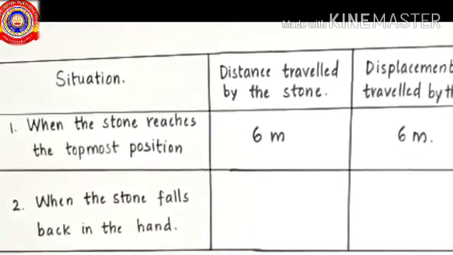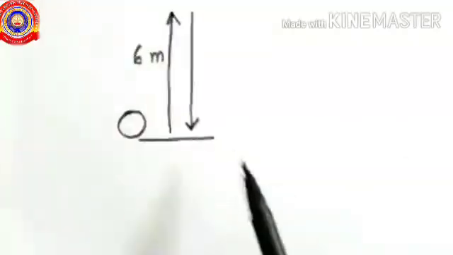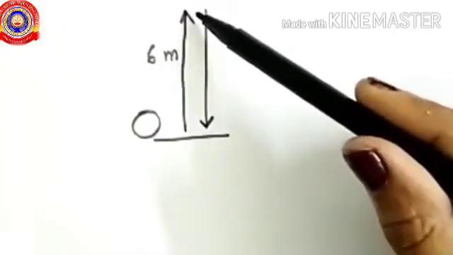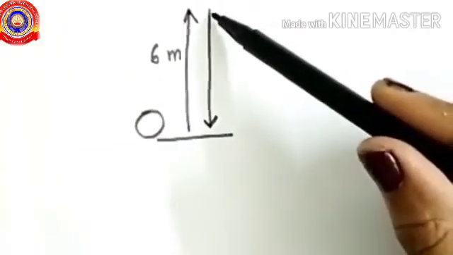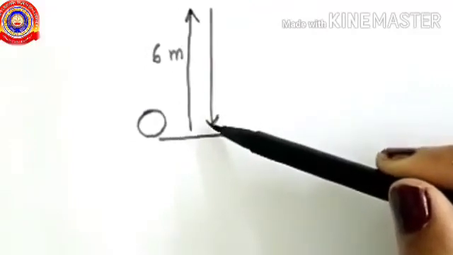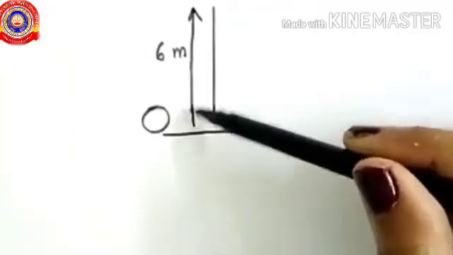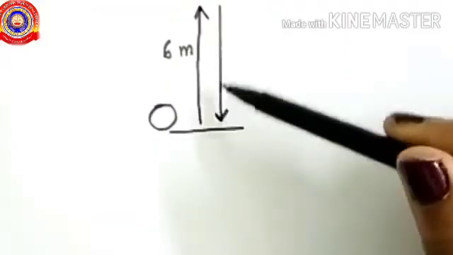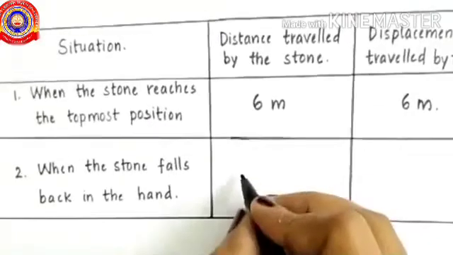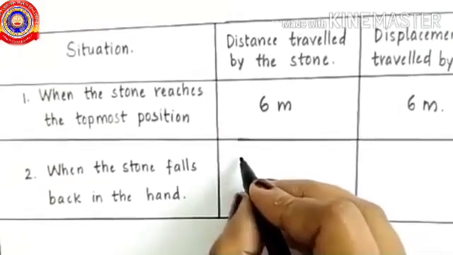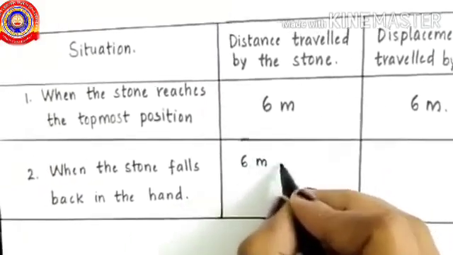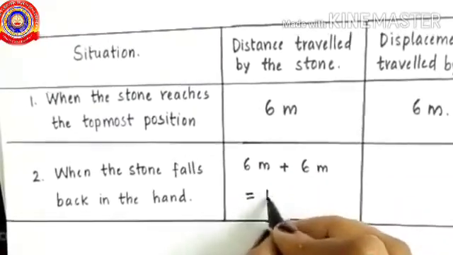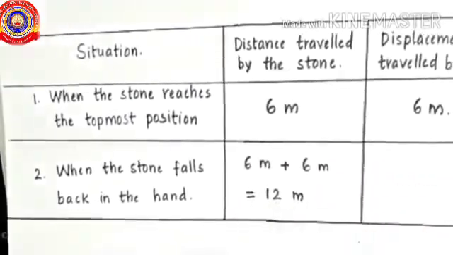Next is the total distance travelled by the stone when it reaches the ground. Just look at the entire path of the stone. Initially, it moves up to a height of 6 meter, then it comes back to the same position. That is 6 meter upwards and 6 meter downwards. So the total distance covered is 6 meter plus 6 meter, that is equal to 12 meter.